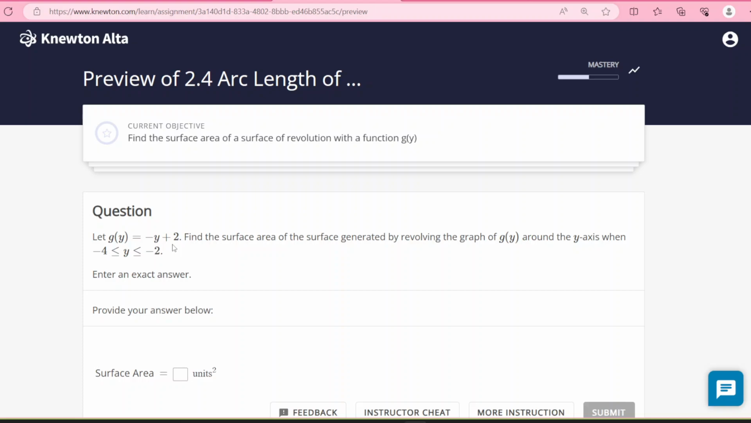So I will set up the integral here. So g of y, or x, equals negative y plus 2. Find the surface area of the surface generated by revolving the graph of g of y around the y-axis, over the interval from y equals negative 4 to y equals negative 2. Enter an exact answer. So this time I need to actually be able to integrate the thing.